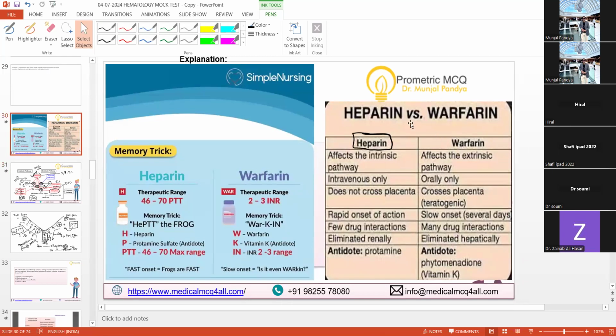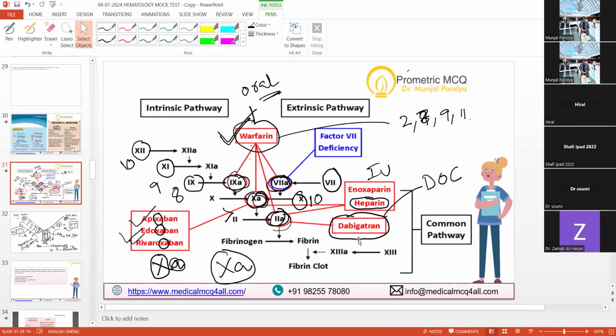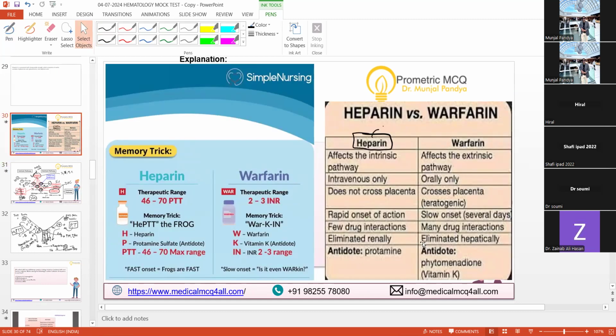So I started here and have gone to that chart. Heparin, as I told you, now you know where it acts: factor 10 and 2. You need to keep this picture in mind. It is an anticoagulant acting on the intrinsic pathway and the common pathway. It is intravenous. An oral form of heparin is not available, which is why we are not giving heparin tablets; it is not stable in the GI tract. So it is intravenous and does not cross the placenta.